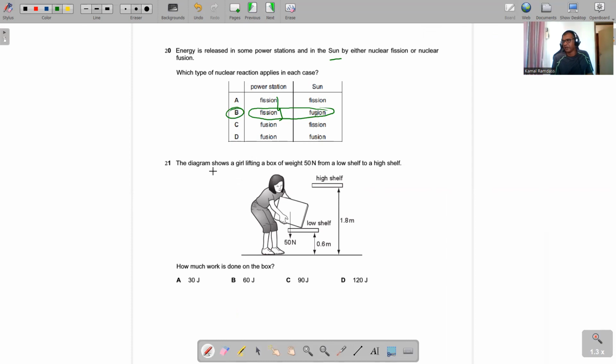The diagram shows a girl lifting a box of weight 50 Newton from a low shelf to a high shelf. Distance 0.6 mètres, distance, ça veut dire delta H est égal à 1.2 mètres. OK. How much work is done? C'est the increase in potential energy. Ça veut dire mg times delta H. Delta H 1.2, mg c'est 50, 50 par 1.2, c'est 60 joules.